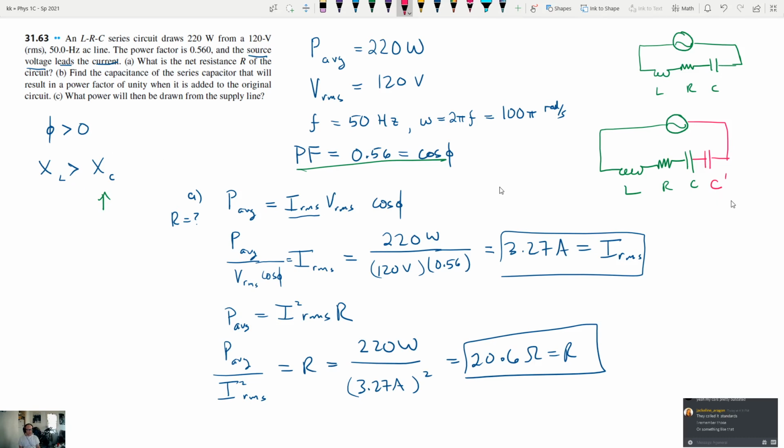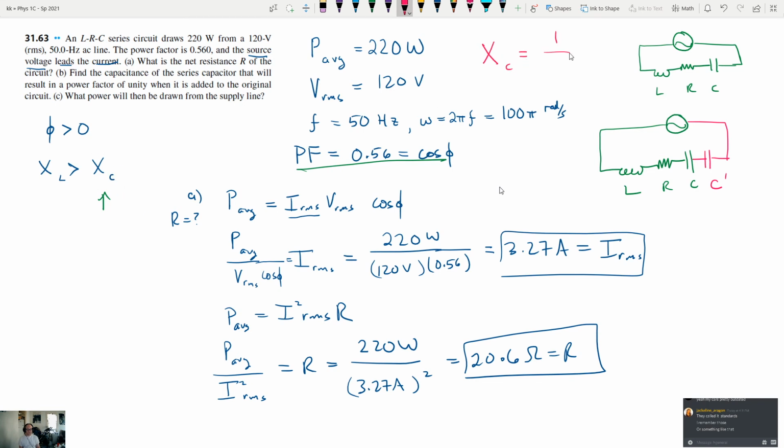What happens to capacitance when you put two capacitors in series? Do you just add them together? No, you have to add the inverses. What's going to happen to the total capacitance when I do that? Is it going to get smaller or bigger? It actually gets smaller. Now, is that good? We wanted XC to get bigger.